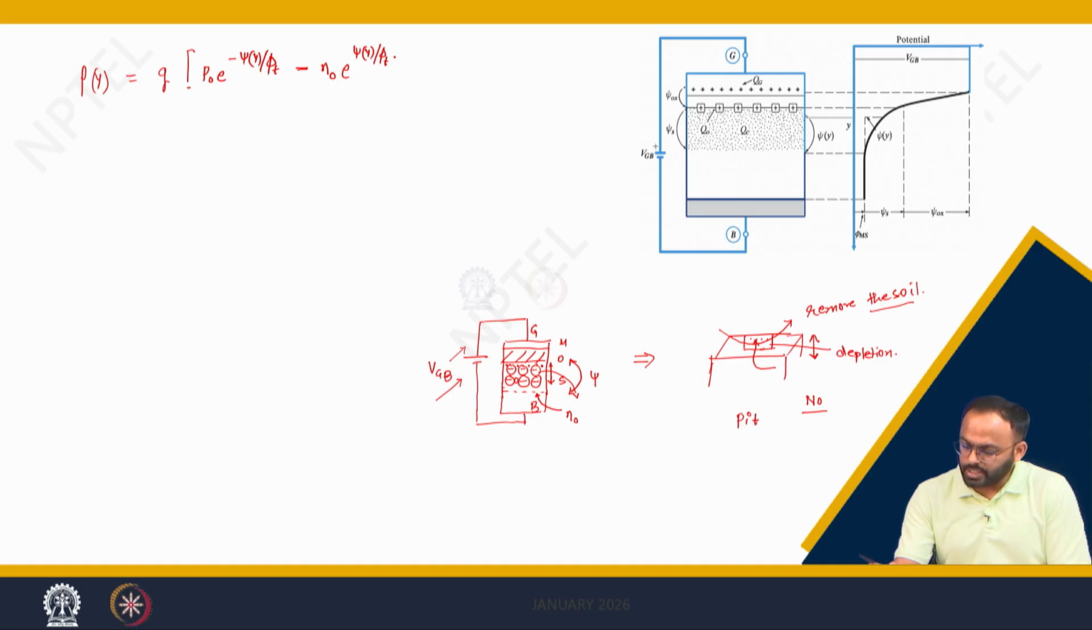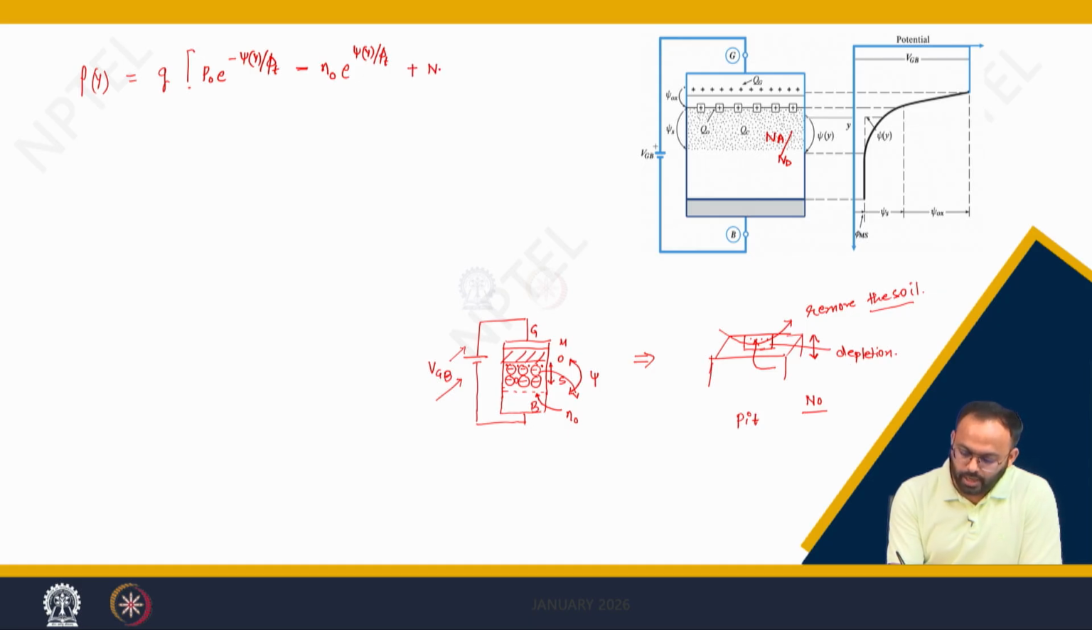There are other charges, which are what? Acceptor ions and the donor ions. Again, we are calculating the general formula, so we need to consider both at this stage. So, plus Nd minus Na. So, this is the total charge density per unit area in this region, which includes the electrons, holes, acceptor ions and donor ions. Now, can I relate this charge density equation with a voltage? What voltage? This voltage psi y, which I am interested to calculate, right?